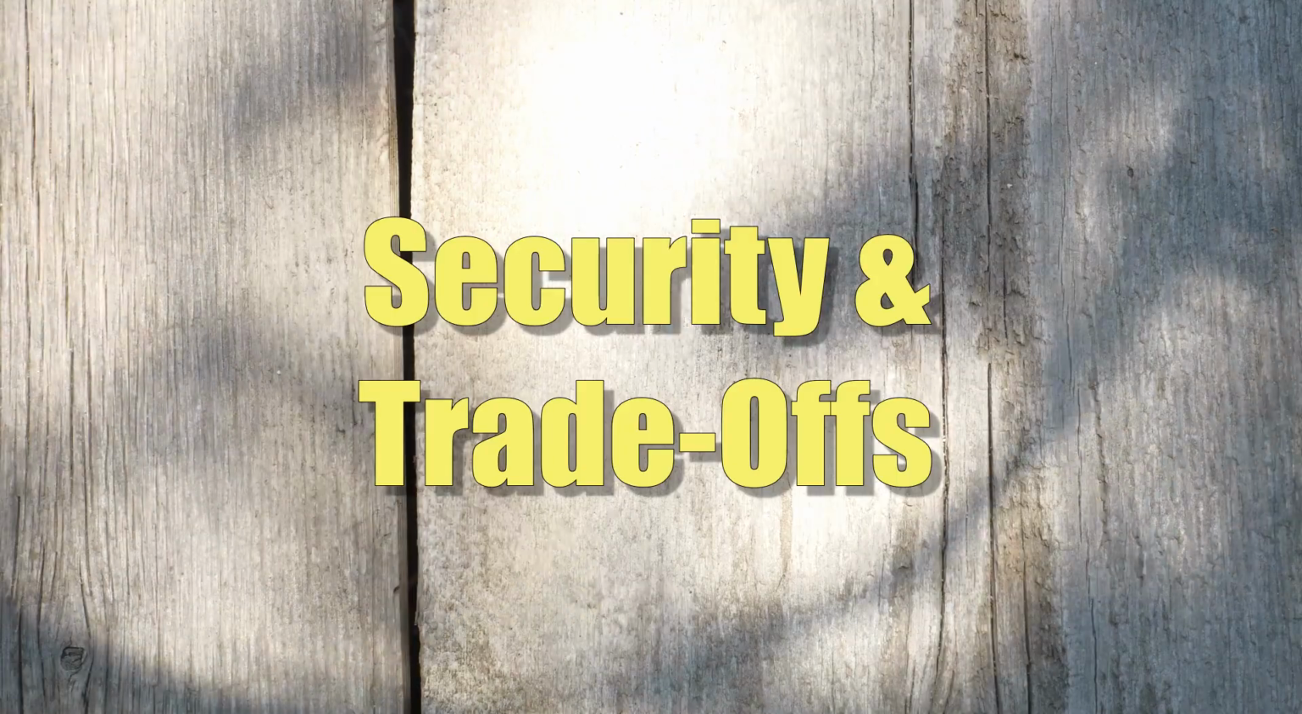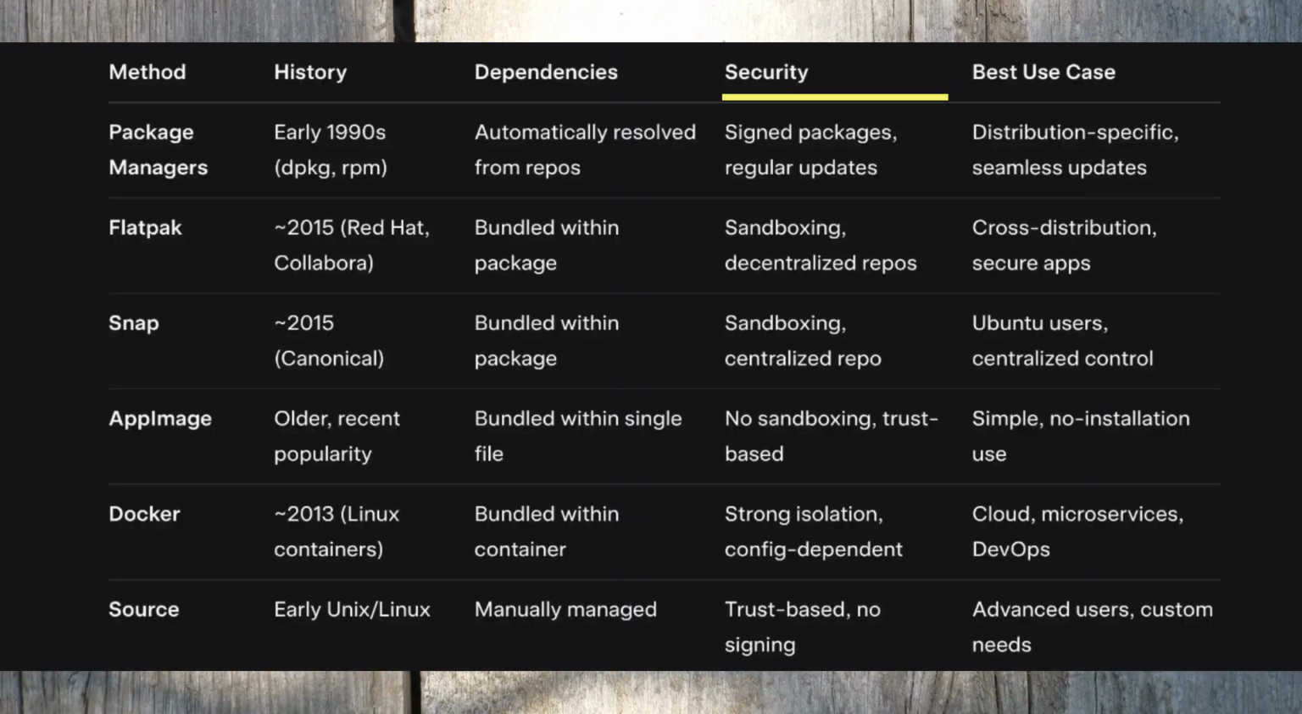So which method is more secure? Traditional package managers have a solid track record with signed packages and regular security updates. Flatpak and Snap add sandboxing, which limits what apps can do to your system, and that's generally a good thing. AppImage is probably the least secure since it runs with full system access and doesn't have built-in verification. Docker containers are well isolated but can require careful configuration.